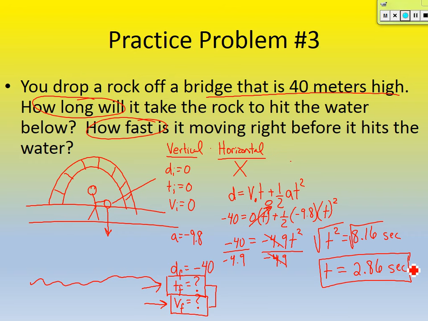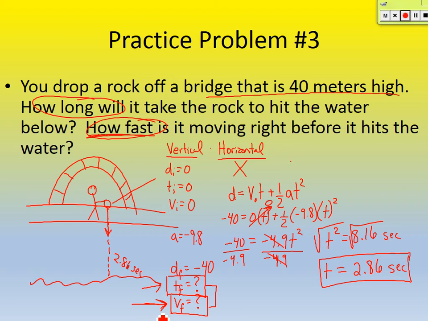So, okay, we used equation number 4 there to solve for time. So the amount of time that rock will be in the air before it hits the water is 2.86 seconds. Now, that's pretty cool. If we know how high the bridge is, we can figure out from these equations how long it's going to be in the air, which is, I think, pretty cool. But that's not all this problem wanted us to solve for. It also wanted us to figure out how fast it's going to be going right before it hits, which is velocity final.